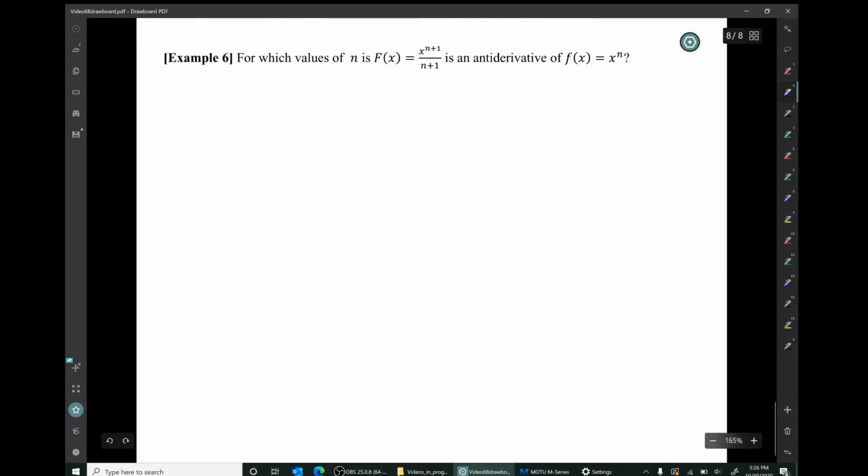Let's go on. Question 6. For which values of n is this thing, capital F of x equals x raised to the n plus 1 power divided by n plus 1, for which values of n is that an antiderivative of this function, little f of x equals x to the n? Well, let's investigate by finding capital F prime.